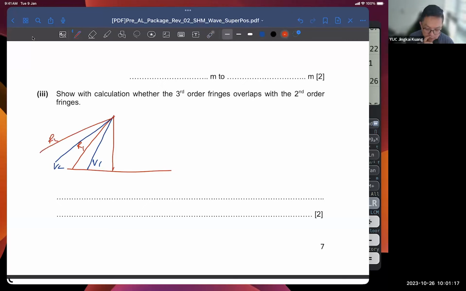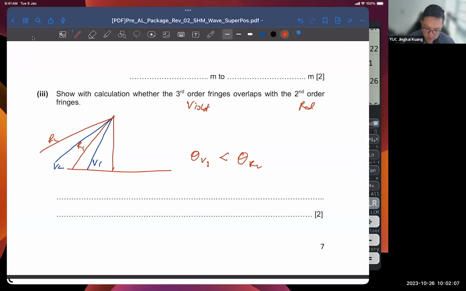To see whether your third order fringes overlap with the second order fringes, I will compare the larger second order fringe versus the smallest third order fringe. If you just imagine, if this one is shifted in towards here, it means my violet line is here, then you overlap with this one. So I'm comparing angles. That means for third order, I use violet, and for second order, I use red. So I'm comparing theta for V3. Is it larger than theta for R2? Is it larger, smaller? Smaller.